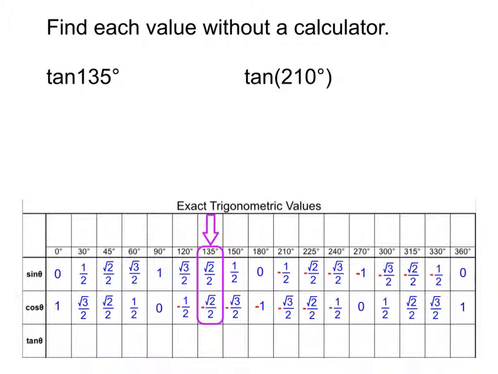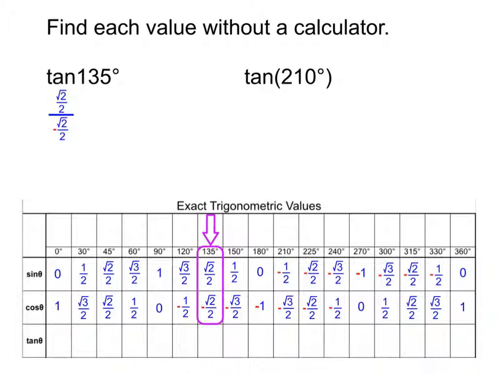So to do that, tangent, of course, is sine over cosine. So I go to 135 and I see what is the sine value. And I grab that. The sine at 135 is root 2 over 2. That is going to be over my cosine value. So again, I go over to 135 and look to see what is cosine there. And you can see that it is negative root 2 over 2. That's how we can set it up.